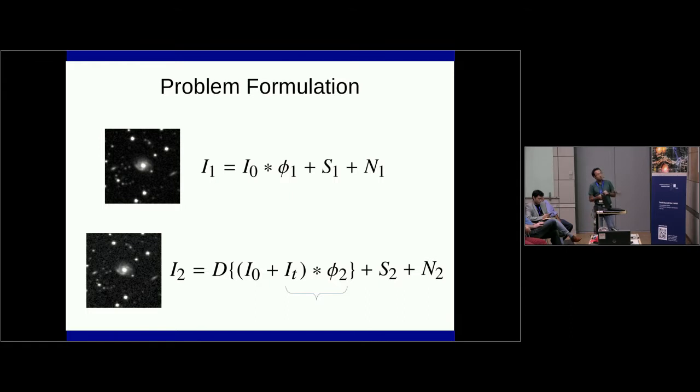What we are looking for in this definition is IT, which is the transient image in the space of the second image, so IT convolved by phi2. This could also be defined differently, but this is how we chose it, to also resemble the PSF matching approaches that are being tried in the community.